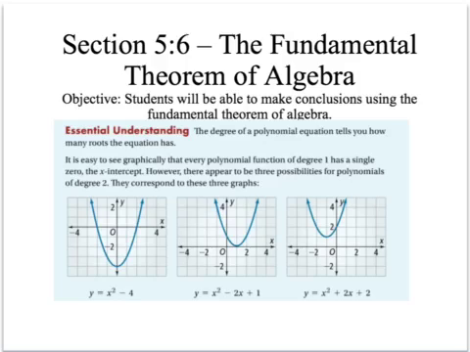Tell me this, how do we know that that's a polynomial of degree 2? How do we even know that those graphs represent a degree 2 polynomial? Catherine? Exactly. And a quadratic is always going to be a parabola. So we've got 3 equations, 3 different graphs.